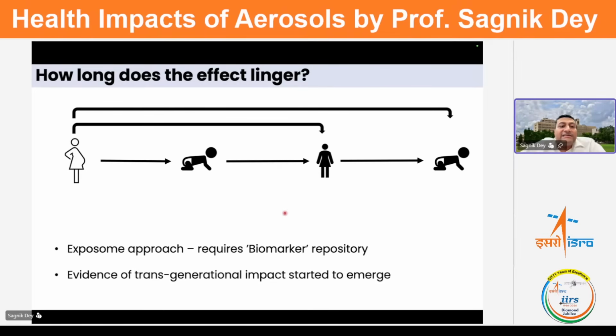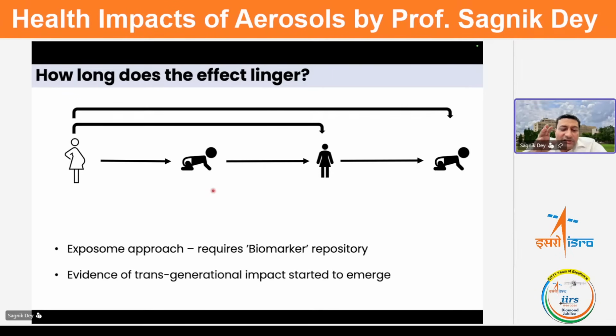My last slide is that we really do not know as of now how long the pollution effect lingers. For example, as I said, if a mother during pregnancy is exposed to high air pollution, there is a clear effect on the child. But is there a transgenerational effect? We do not know. There is not much evidence.